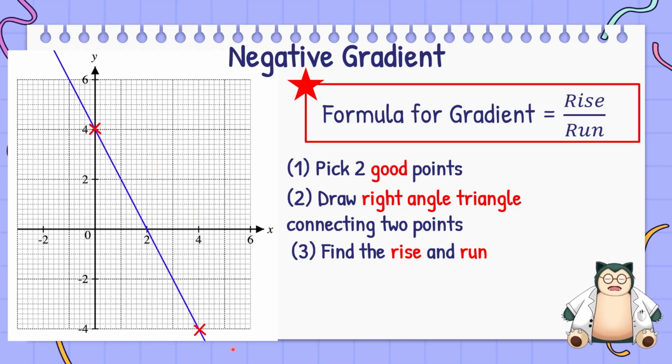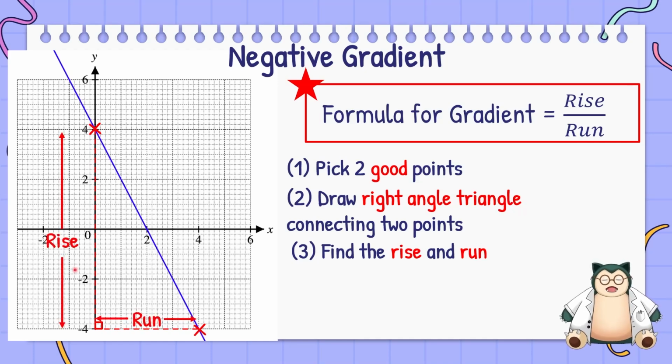So I pick these two good points. Then I extend out the line from these two points to form a nice right angle triangle, and then I label my rise and my run. Do you have to label in the exam? You don't have to; I'm just labeling for teaching purposes. Okay, same thing, for our run we start from 0 all the way to 4.